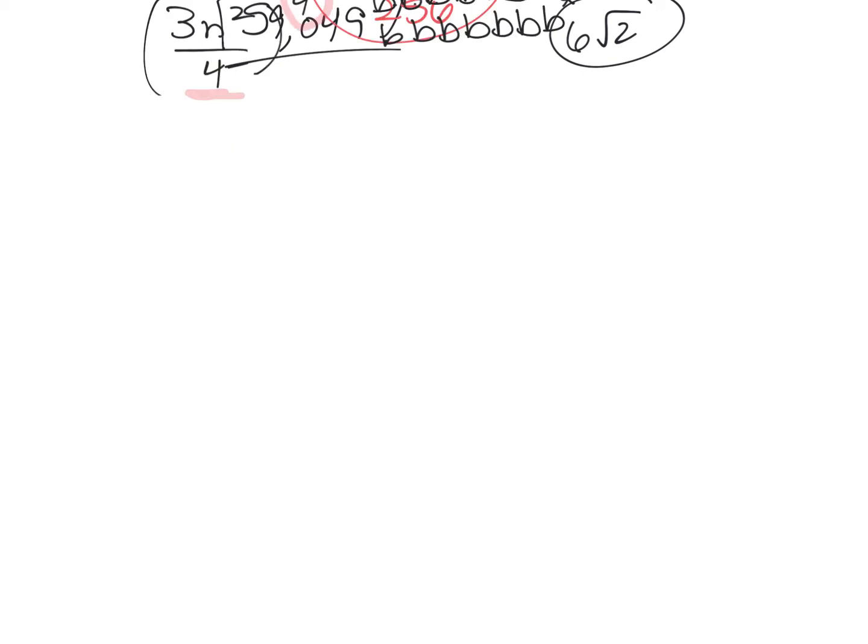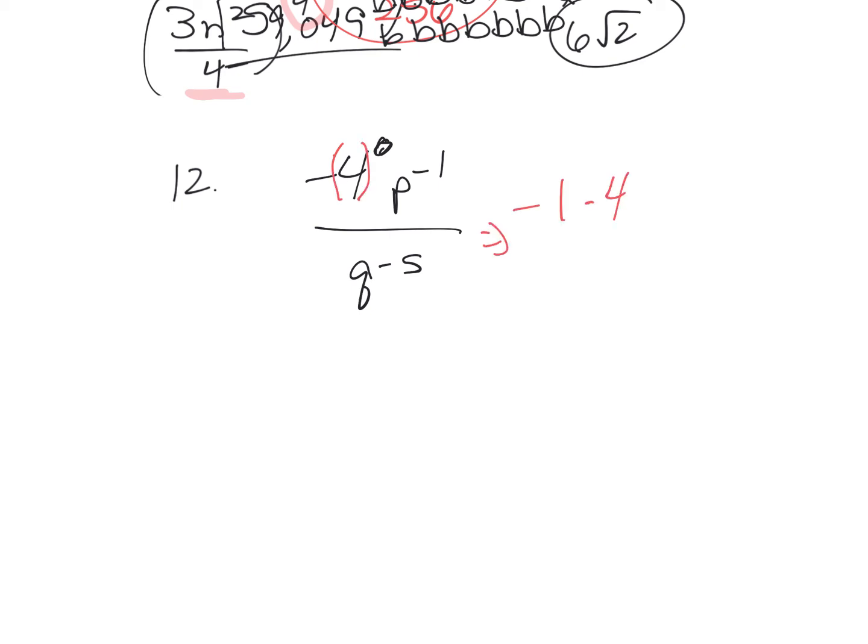Okay, and then you have some, remember, where we have some negative exponents. So we're going to look at number 12 now. I have negative 4 to the power of 0, and then p to negative 1 over q to negative 5. Okay, so remember that 4, it's not in parentheses, so this is technically negative 1 times 4 to the power of 0 times p to negative 1 q negative 5. So let's look at this. 4 to the power of 0. Anything to the power of 0 is 1.